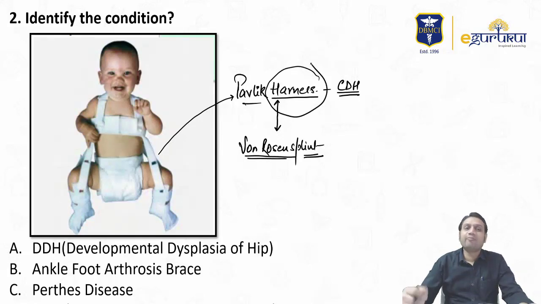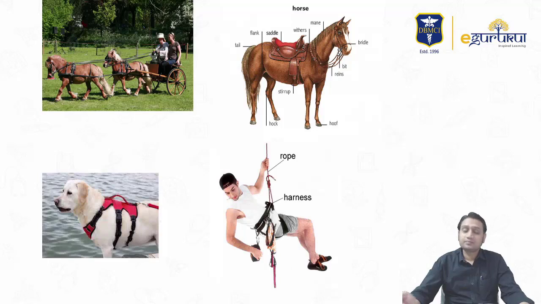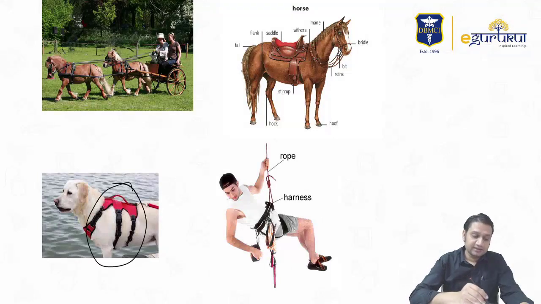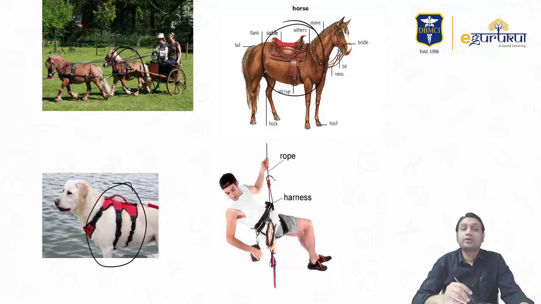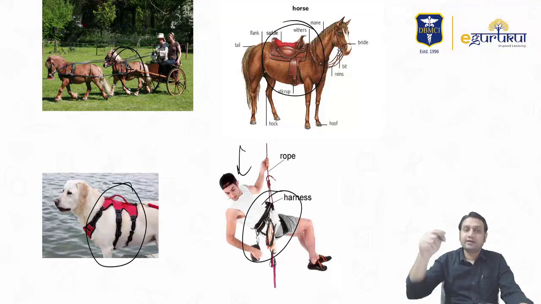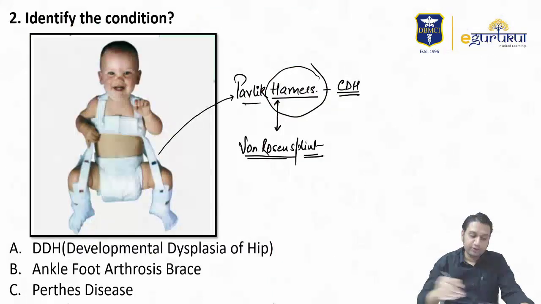Harness means any kind of band which is used to control basically the horse or any other animal, so that the owner can control him. Something like this. These are harnesses. The picture showing different kinds of animals using the harnesses. See this, another animal getting tied by a harness. So these are what you call harnesses. So when you tie the child like this, it is a harness, okay?